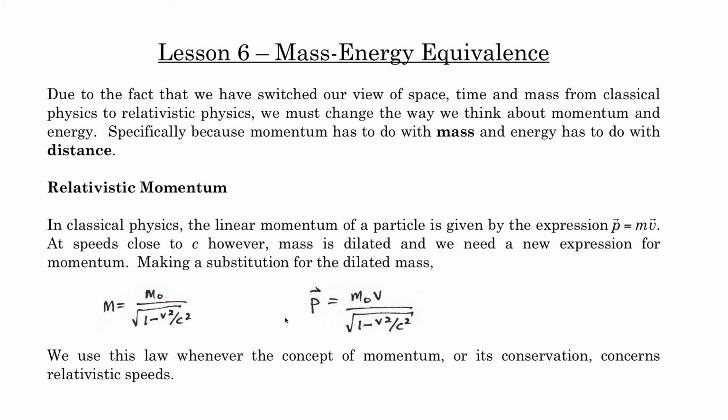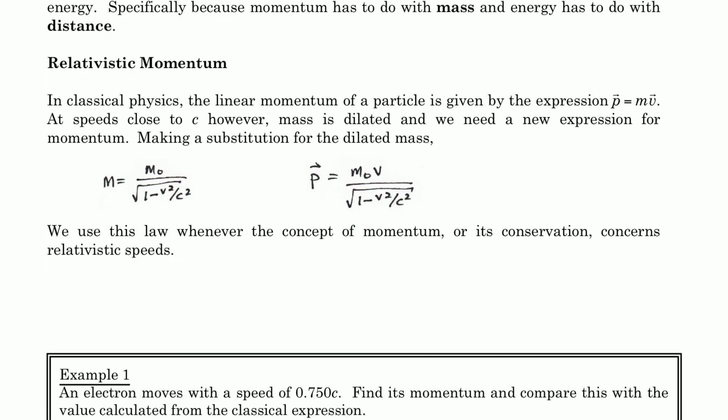And it's like, yeah, okay, no problem. This is relativistic momentum, right? So we use this law whenever the concept of momentum or its conservation involves relativistic speeds. So that's it. It's as simple as that. We basically just put this dilated mass into this equation. So let's take a look.